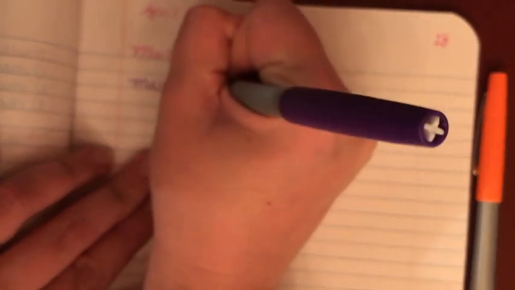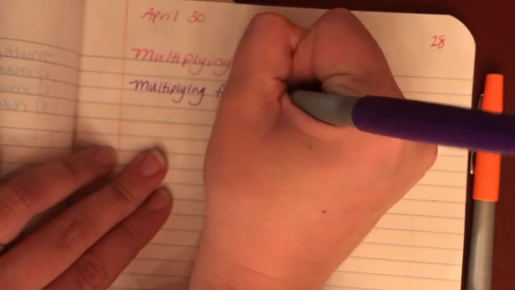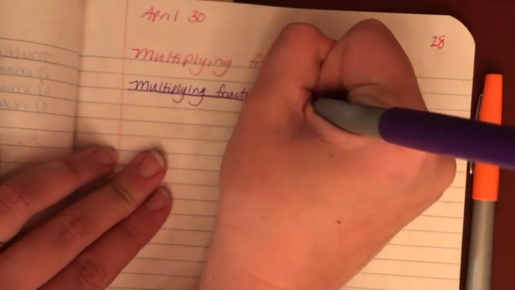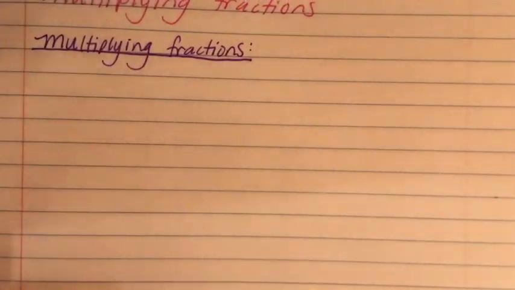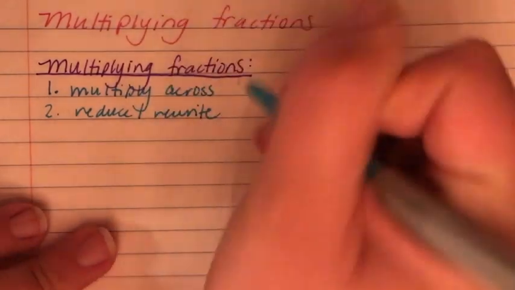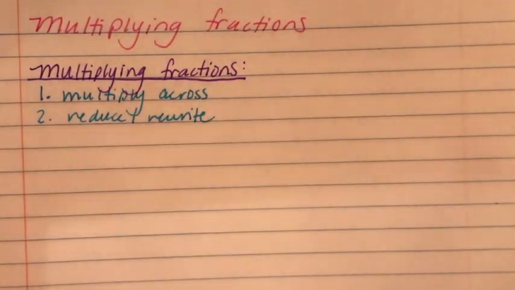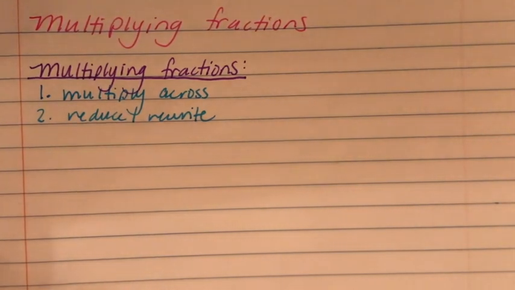So multiplying fractions. And let's just review what the steps are. So let's just say these are normal fractions, so nothing fancy. So step 1 would be to multiply across. And then step 2 would be to reduce or rewrite. So these are the steps if you're given fractions, kind of like the ones that we practiced with yesterday, where there's nothing fancy to them.